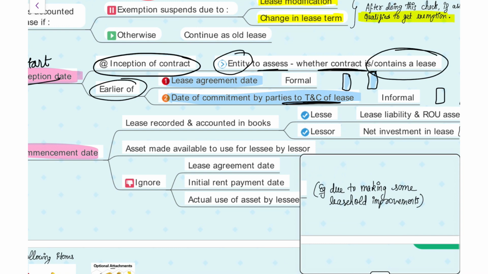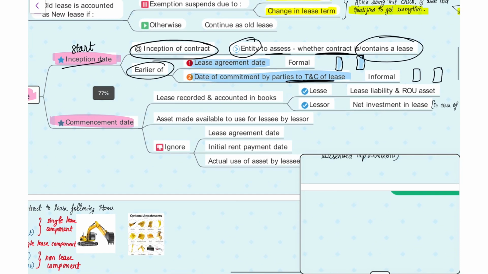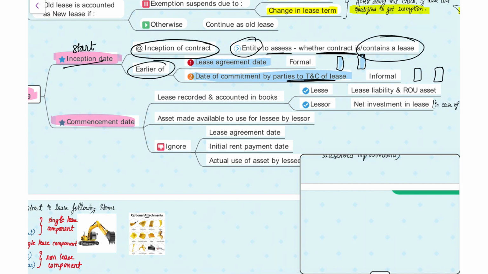Either the lease agreement date or the date of commitment which you have done informally, the earlier of these two will be known as your inception date. So whichever happens first, that will be your inception date. And at that date, the entity has to assess whether the contract is containing a lease or not.